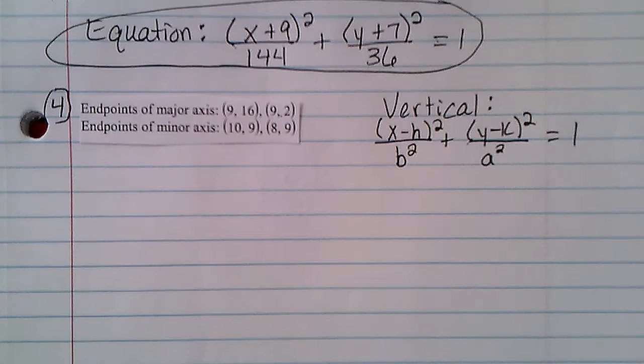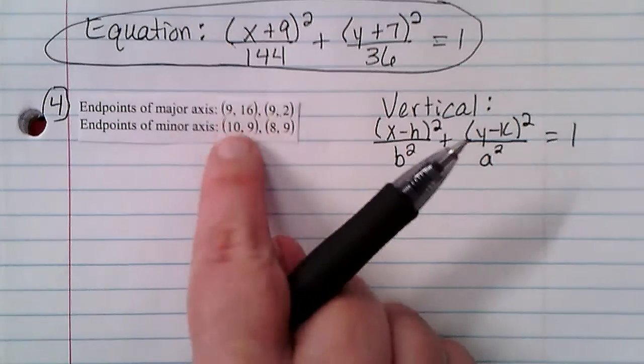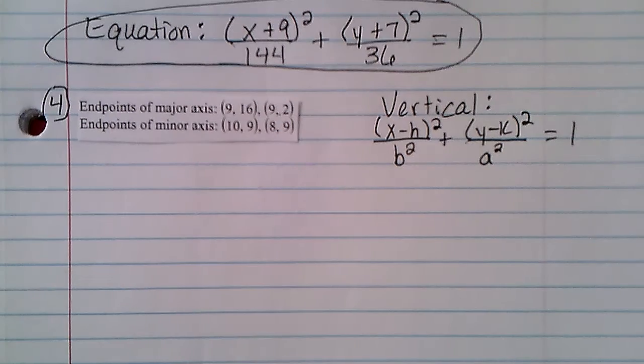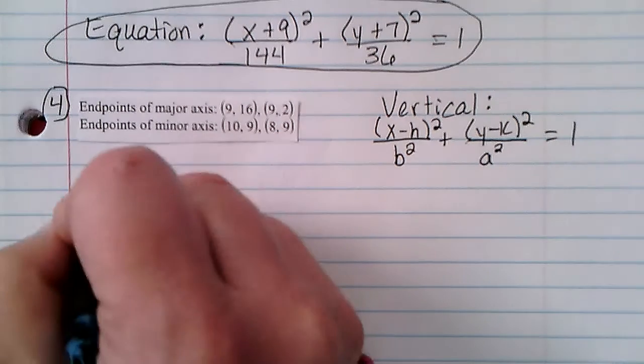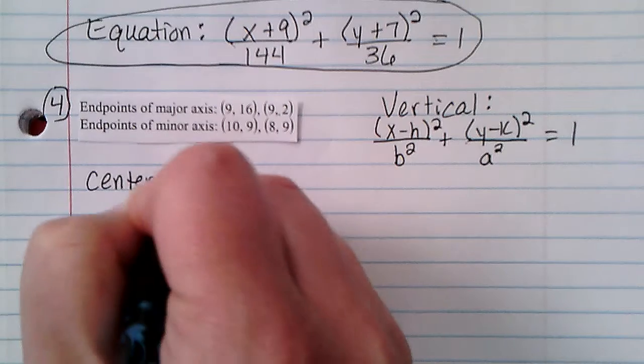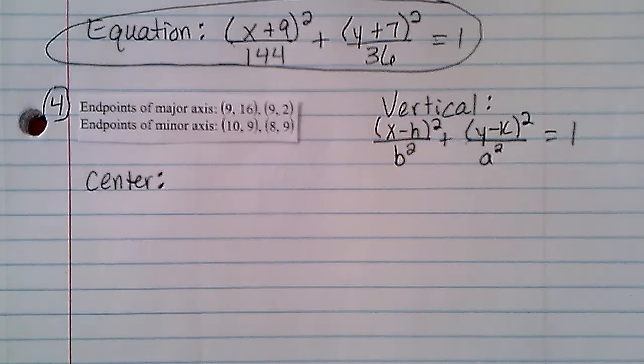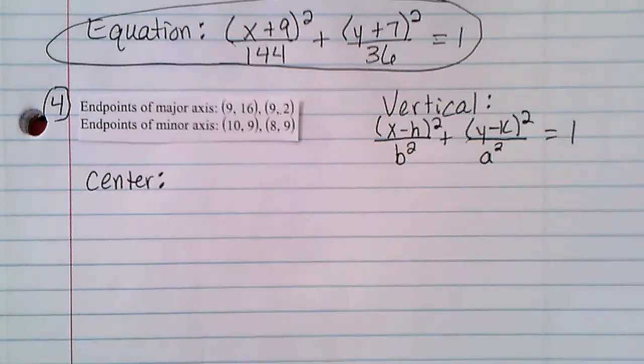So now we can work on finding our center, our A value, and our B value. Since the values of A and B rely on the center, it's the distance from the center to either of those endpoints, either the vertices or co-vertices, we need to find that first. So let's go ahead and find the center. Now the center can be found from the major or the minor axis. That's going to be a little bit of personal preference.